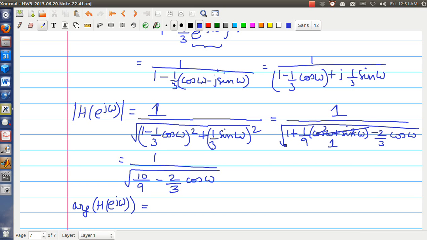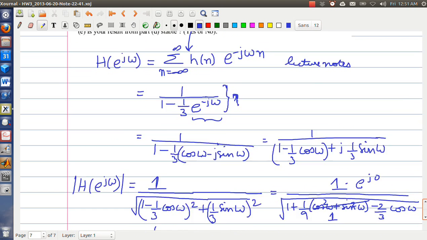The angle for H e to the j omega is going to be the angle of the numerator minus the angle of the denominator. The angle of the numerator is 0. It's 1 times e to the j 0. So it's 0 minus the angle of the denominator, which is tan inverse of imaginary part over real part, 1/3 sine omega over 1 minus 1/3 cosine omega. There is a very similar example in the lecture notes. You can go back and look at it.